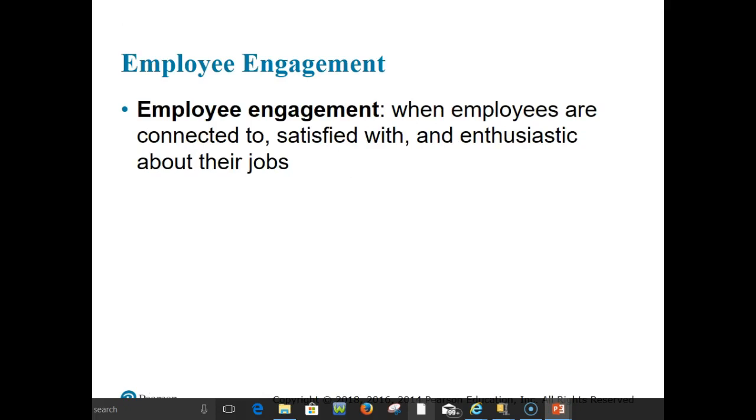Now, managers want their employees to be connected to, satisfied with, and enthusiastic about their jobs. This concept is known as employee engagement. Highly engaged employees are passionate about and deeply connected to their work. Disengaged employees have essentially checked out and don't care. They show up for work but have no energy or passion for it.